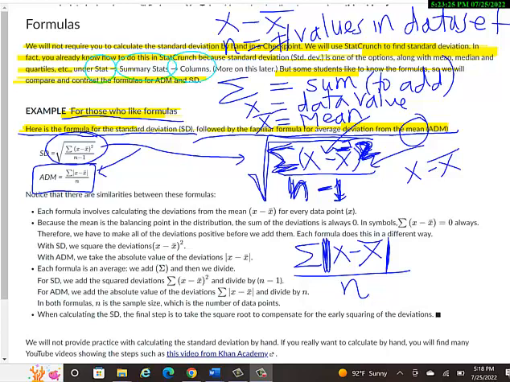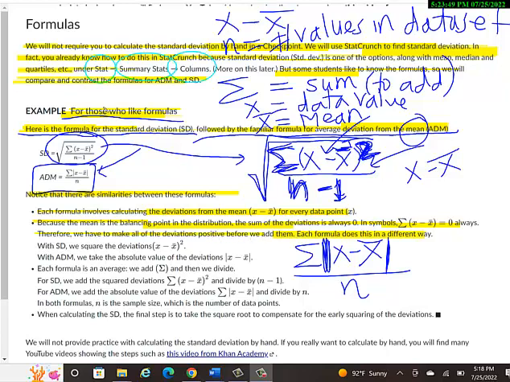So, okay, what do they say here? Notice that there are similarities between these formulas. Each formula involves calculating the deviation from the mean. Because the mean is the balancing point of the distribution, the sum of the deviations is always 0. In symbols, the sum of all the x minus x bars is 0 always. Therefore, we have to make all the deviations positive before we add them. So that's done in two different ways.